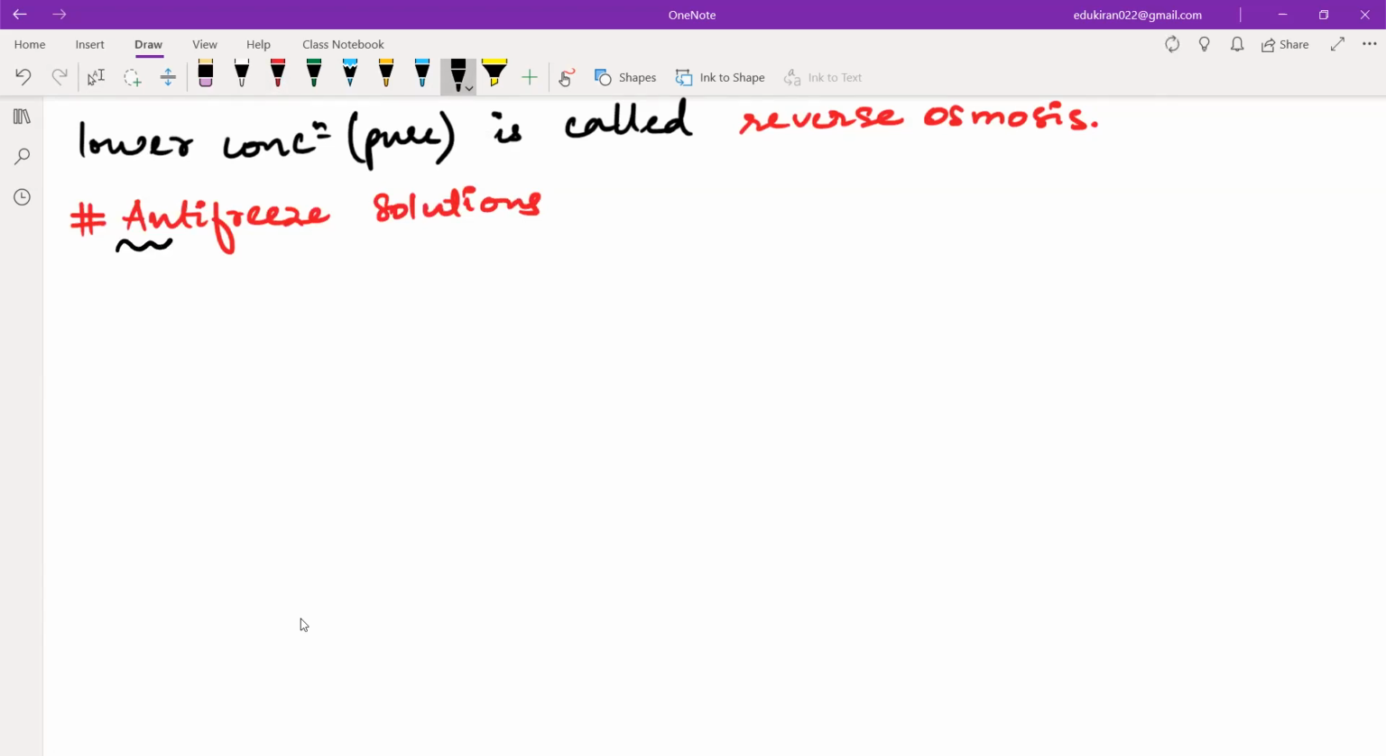Antifreeze solutions. Okay, so this is related to depression in freezing point. As you know, what happens if I add some solute? The freezing point of the solution will decrease. There will be a decrease in the freezing point of the solution.